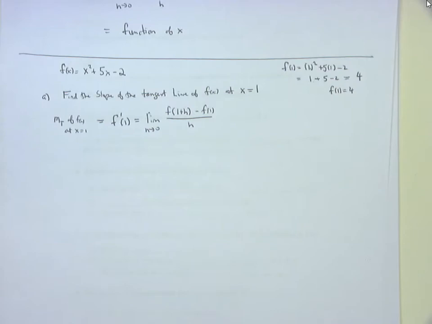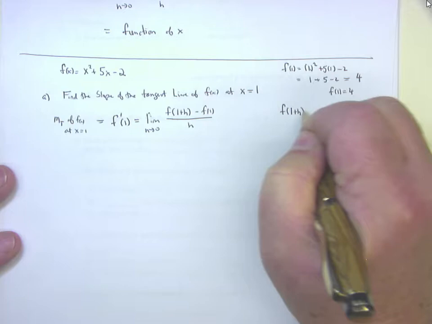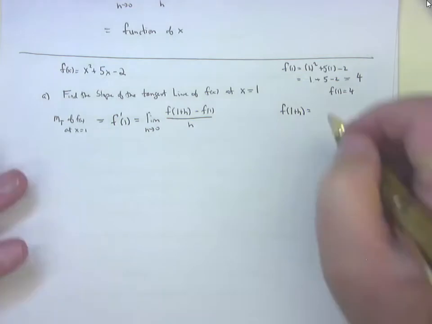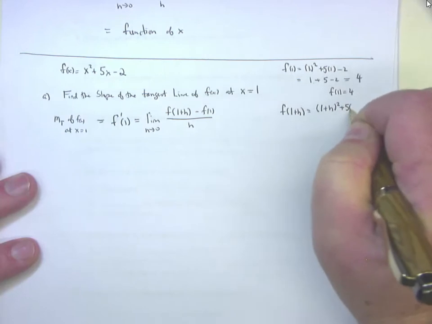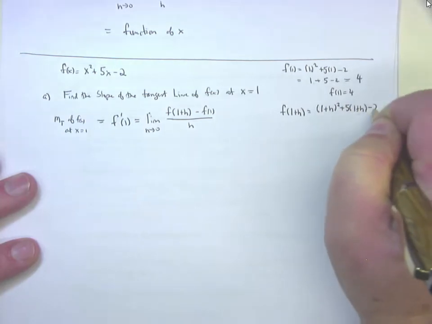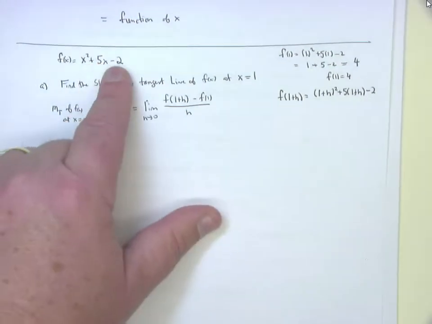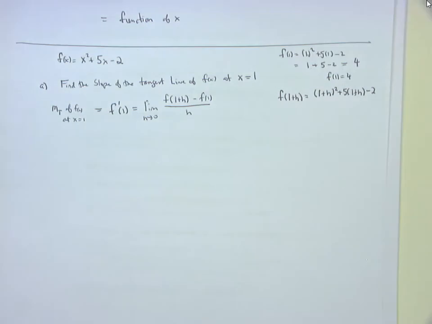Does that make sense so far? Another question for you. What is f of 1 plus h? This is that functional notation stuff. I don't care what's inside the parentheses. Whatever's inside the parentheses is what you replace x with in the f of x function. So this is going to be equal to 1 plus h squared plus 5 times 1 plus h minus 2. All I did was take my function, x squared plus 5x minus 2, and replace all the x's with 1 plus h. So far, so good?